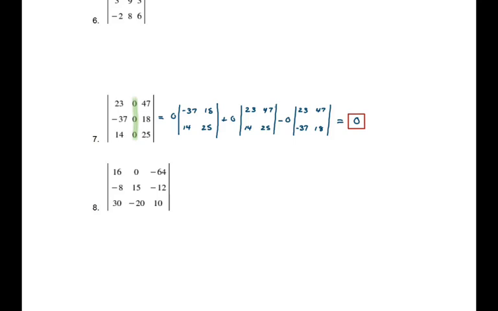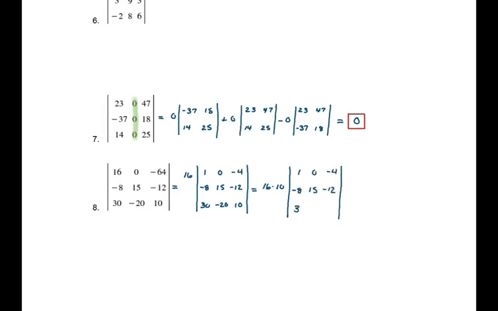And then for the last one, I'm going to do a little bit of simplifying first before I compute the determinant. So looking at row 1, all of the entries, one of them 0, are divisible by 16. So if I were to factor 16 out of that first row, I would get 1, 0, negative 4. And then looking at row 3, everything in there is divisible by 10. So if I divide that row by 10, it's going to affect the determinant the same way.